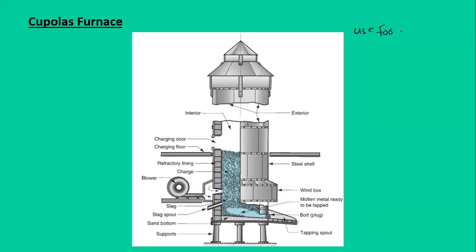It is used for cast iron. Although there are other furnaces as well which can melt the cast iron, we prefer the cupola furnace because it has the largest amount of tonnage for melting the cast iron. So the general construction of the cupola furnace: it has the outer exterior shell, and on the inside it has some refractory lining, and we have a floor from where we add the charge into the furnace.